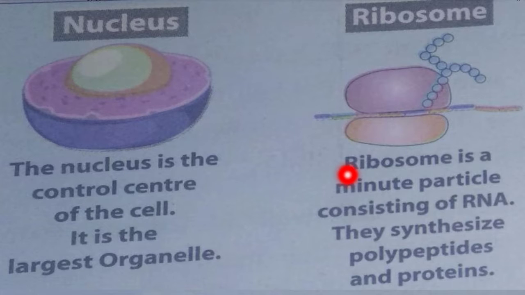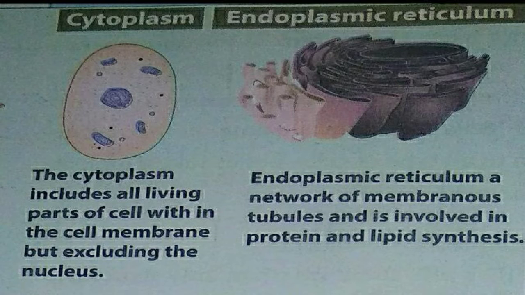Next, ribosomes. A ribosome is a minute particle consisting of RNA. That is, they synthesize polypeptides and proteins. Next, cytoplasm. The cytoplasm includes all living parts of the cell within the cell membrane but excluding the nucleus.